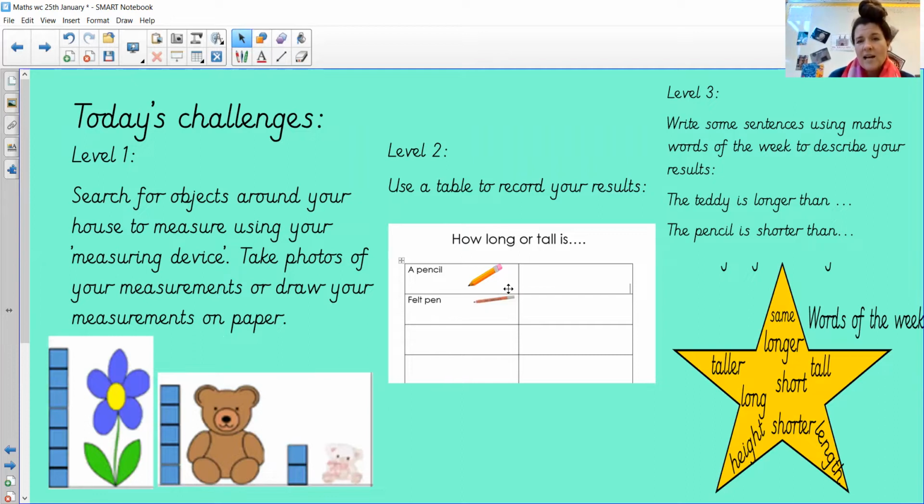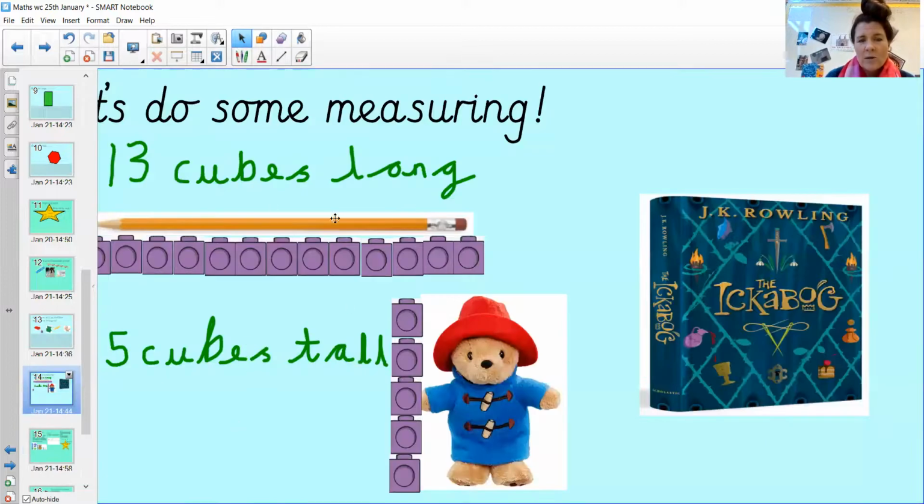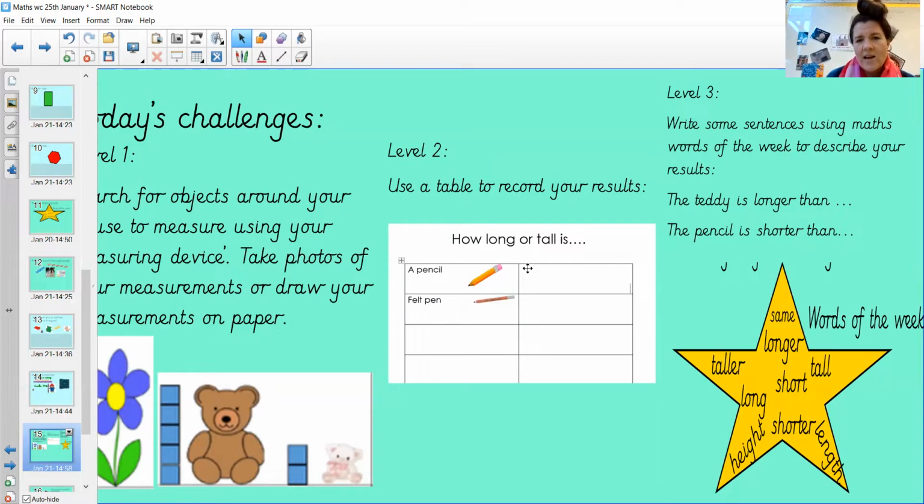Level 2, I've attached a table. This is called a table. So we're finding out information. So on one part, you put what object you're going to measure. And then on this part, you write how long or tall. So do you remember how back here, when I was saying how tall or long something was, I used a sentence, didn't I? So my pencil was 13 cubes long. So if I was to write that in here, my pencil, I'd write it here, 13 cubes long.